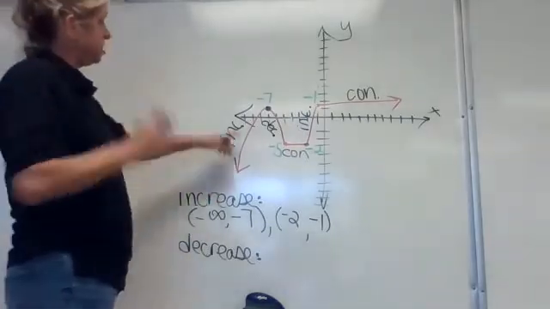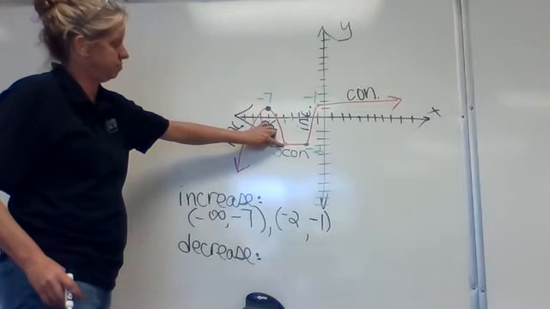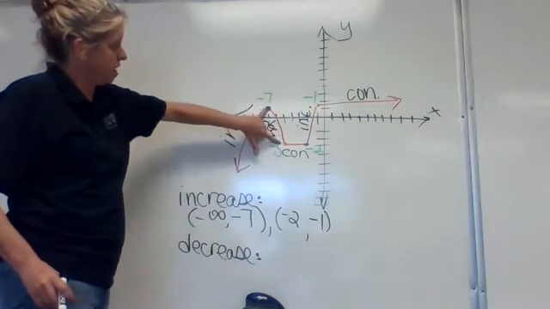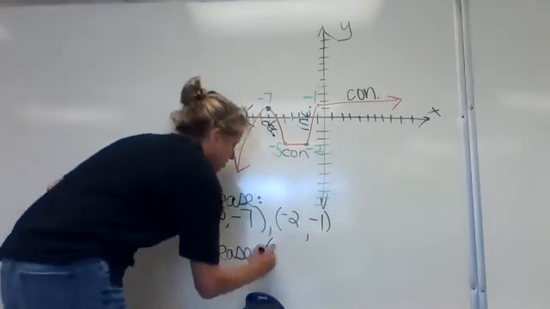All right, decrease. There's only one area where it goes down, from this point to this point. So what is its interval? -7 to -5.